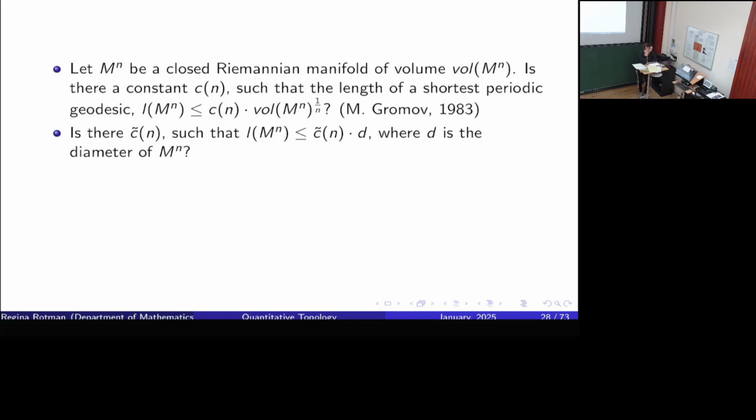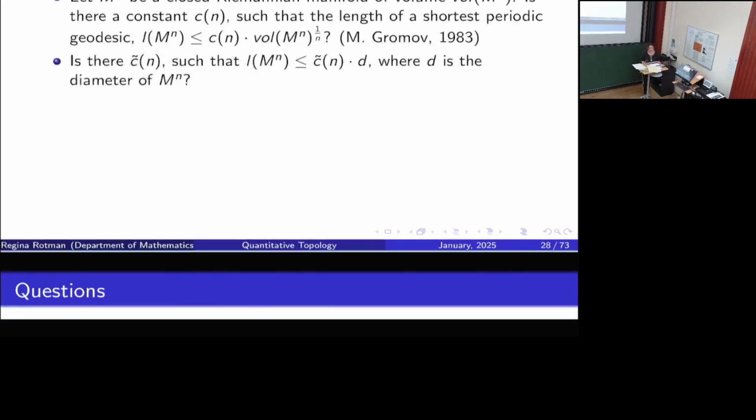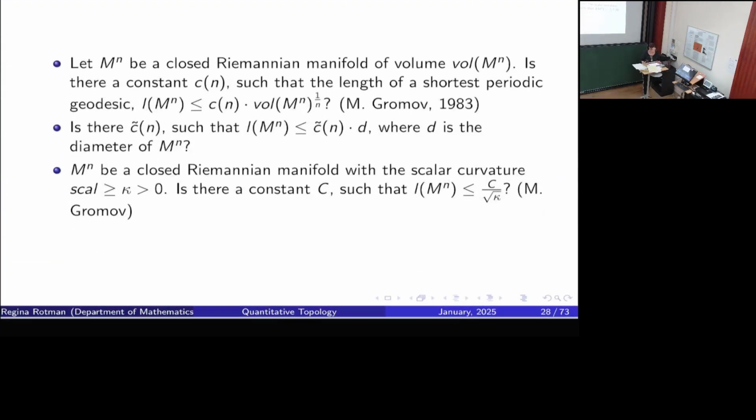Now, one can ask a similar question about the diameter. Can you always bound the length of a shortest periodic geodesic in terms of the diameter of a manifold? Note that if it's not simply connected, then it's bounded by 2 times the diameter. So maybe it gives us some hope. I don't know how generalizable this result is. It's not really, but we will discuss it later, but maybe you can still bound it.